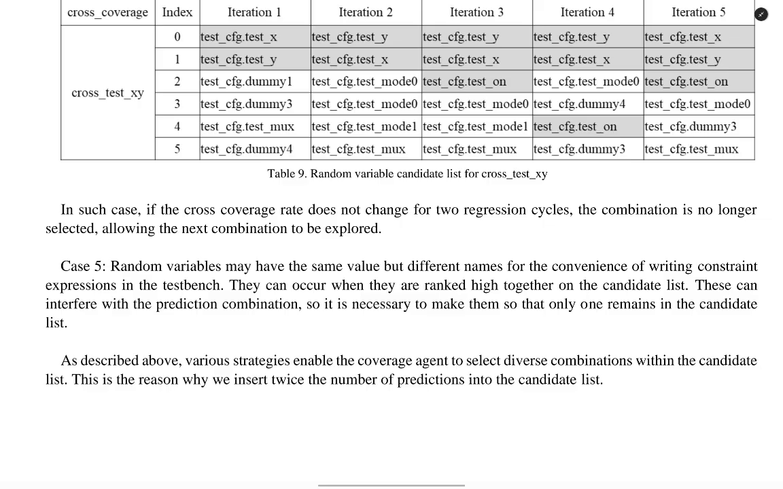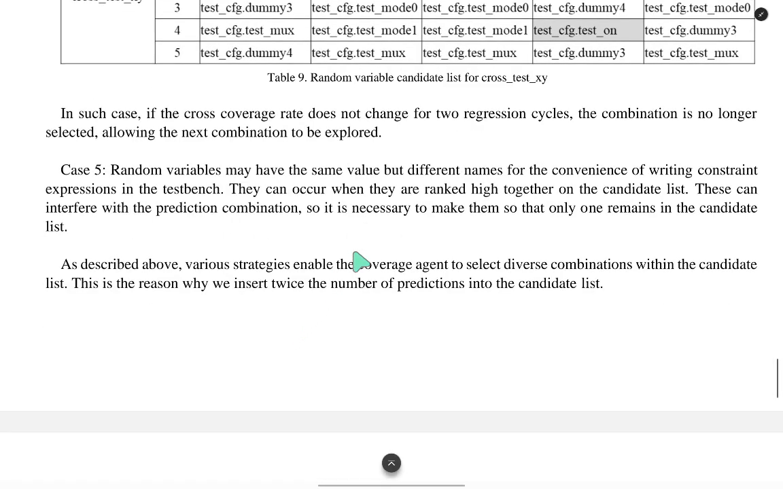Case 5. Random variables may have the same value but different names for convenience of writing constraint expressions in the test bench. This can occur when they are ranked high together on the candidate list. This can interfere with the prediction combination, so it's necessary to make it so that only one remains in the candidate list. As described above, various strategies enable the coverage agent to select a diverse combination within the candidate list. This is the reason why we insert twice the number of predictions into the candidate list.